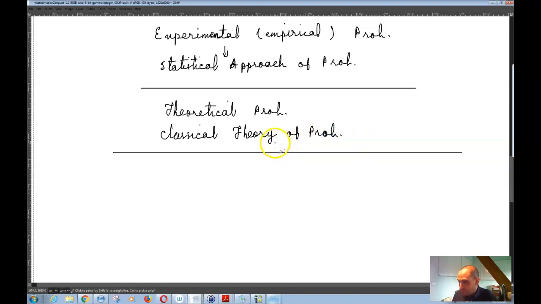Now both the theories have some serious difficulties. For instance, these theories cannot be applied to the activities or experiments which have infinite number of outcomes. Of course, we did use this one for a couple of cases, but we will see what they mean by this.